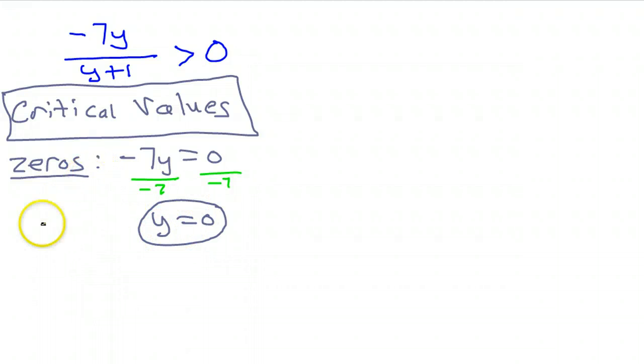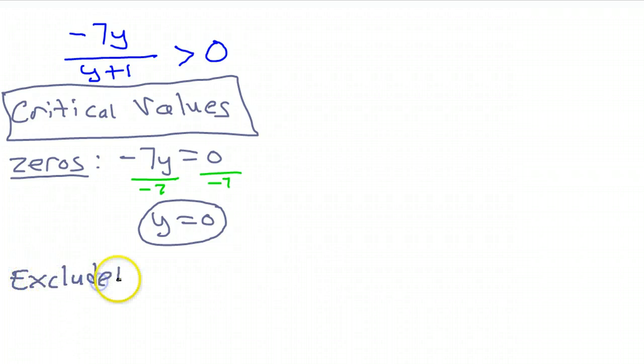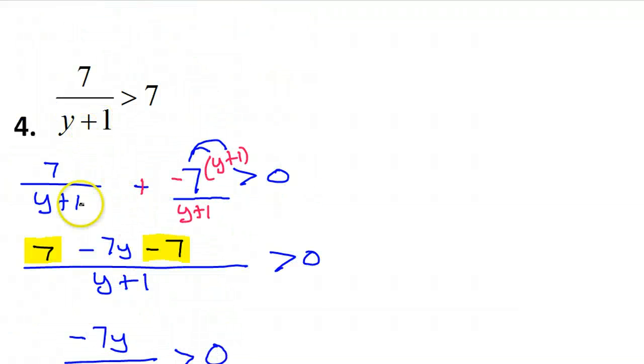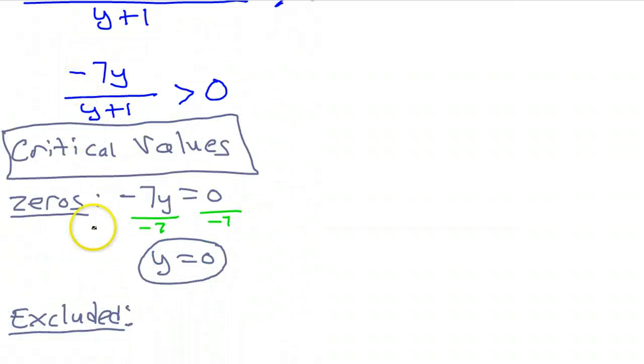Now, I need to find the excluded values. Alright, the excluded values, you know, if I look around the original problem or any step in the problem, I see that y is not allowed to be negative 1 because that would cause a 0 denominator. So y cannot equal negative 1.